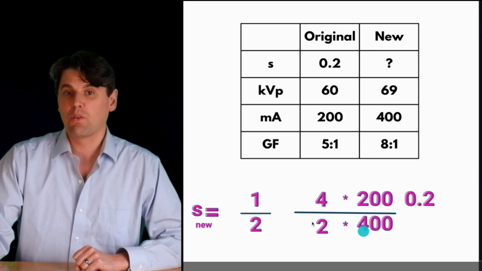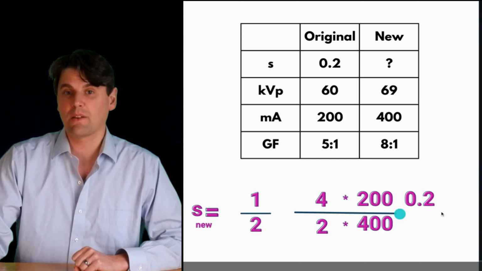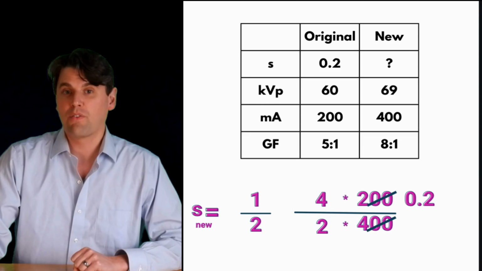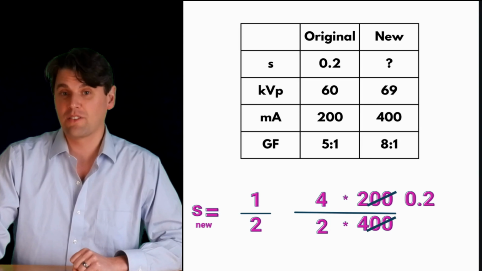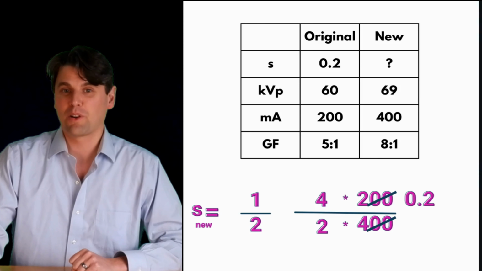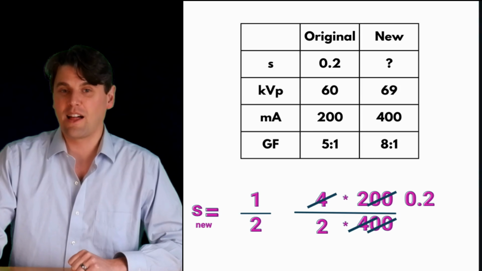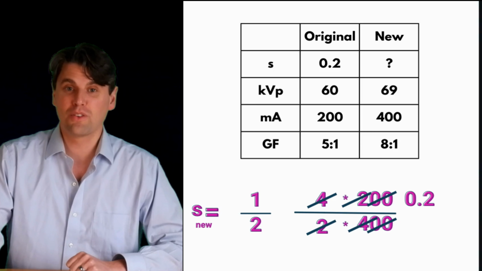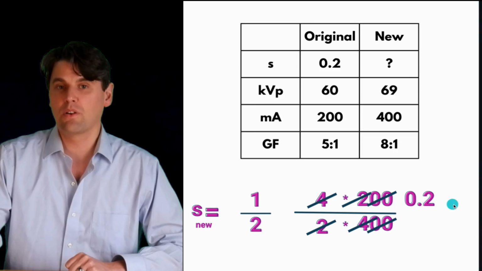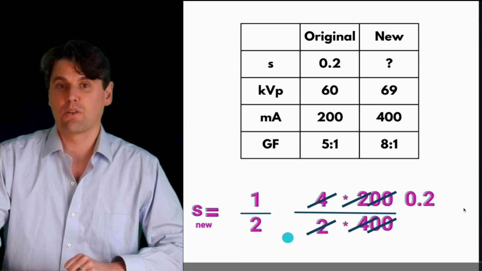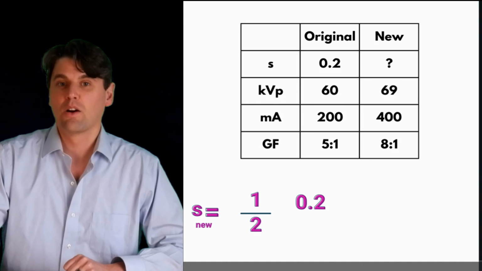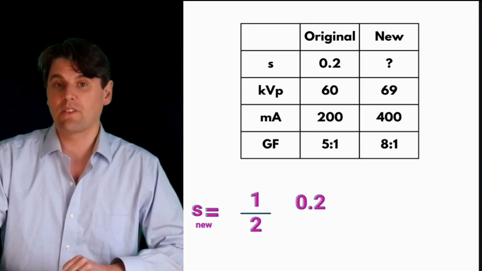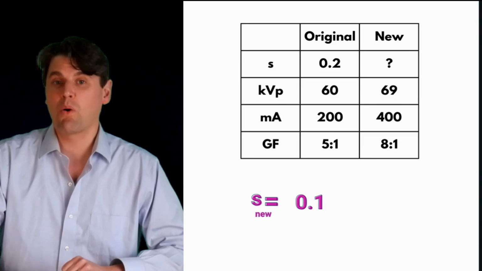So now you can see we could start canceling some things out. So if we go through, first we'll cancel out our zeros. That's the simplest one to do, right? Then we'll cancel out these two 4s. Then we'll cancel out these two 2s. And now we just have 0.2 divided by 2, right? So if we take 0.2 divided by 2, we just get 0.1.